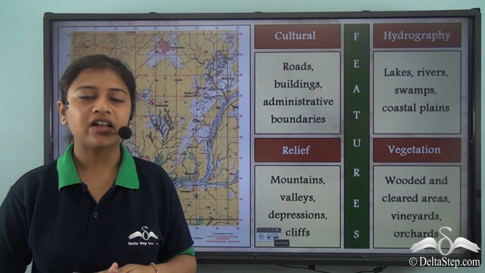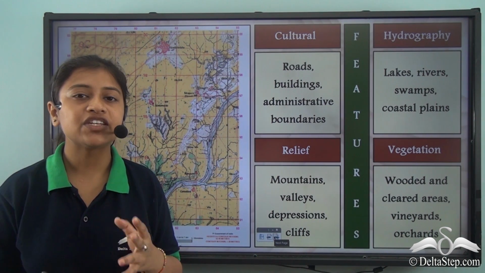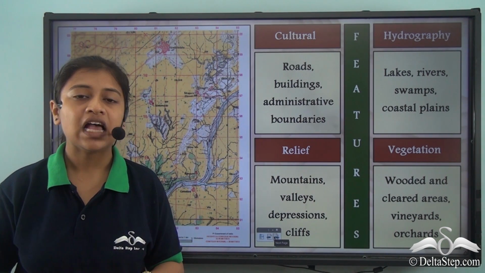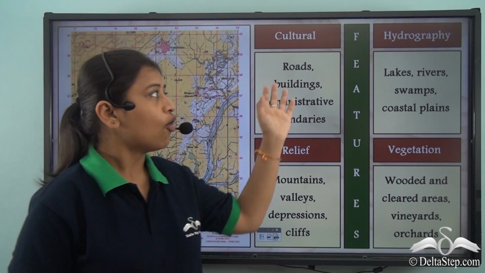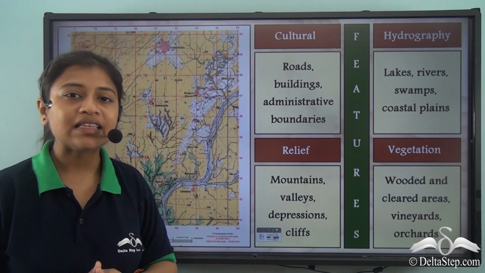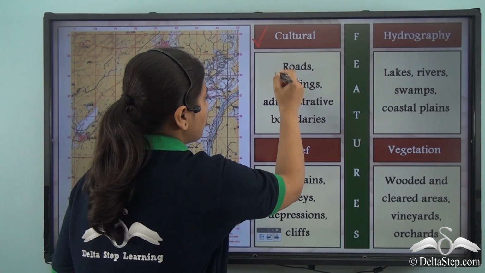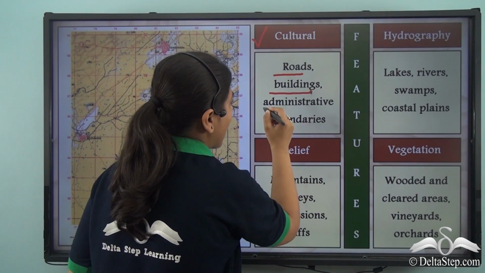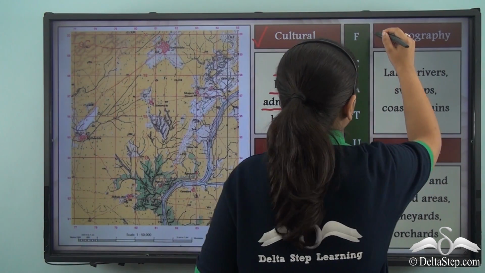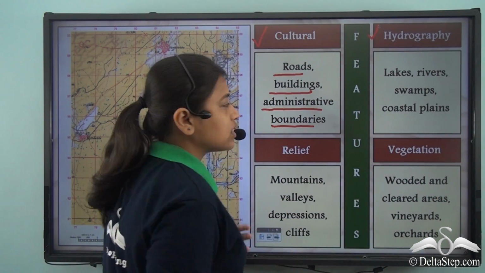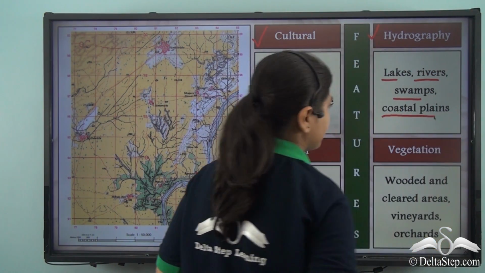Now the topographical maps, as I told, graphically represent all the physical features that appear on the Earth's surface. Now these physical features can be broadly categorized under 4 headings. So what are these features? We have cultural features showing roads, buildings and administrative boundaries. Besides that, we also have hydrography, which shows us lakes, rivers, swamps and coastal plains.